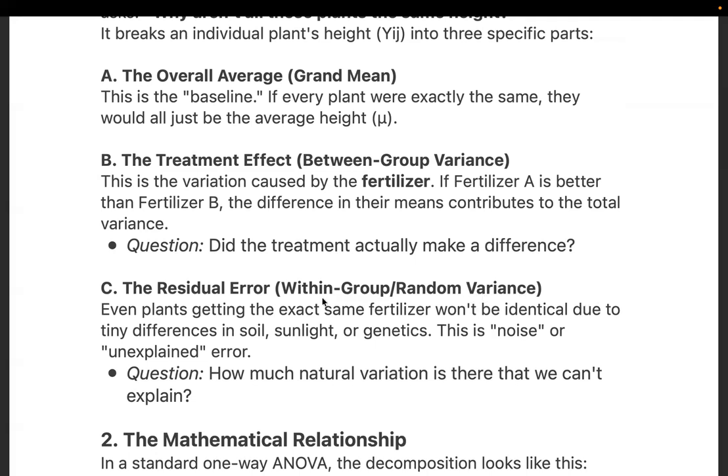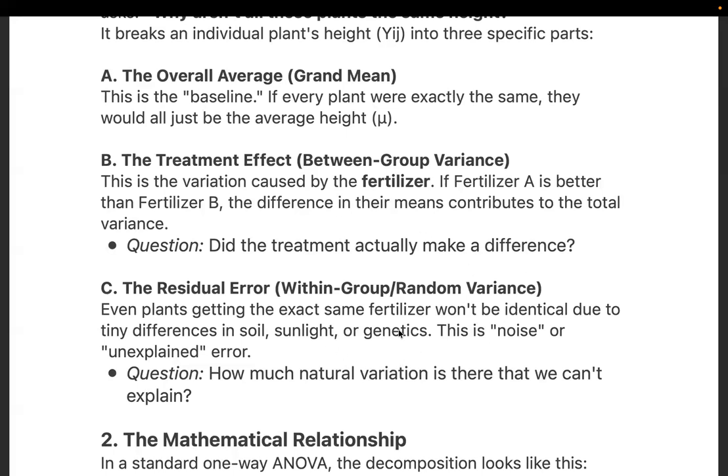There is another root of variance or cause of variance, which is within group or random variance. That is called the residual error. Even plants getting the exact same fertilizer won't be identical, of course, due to tiny differences in soil, sunlight, genetics, etc. And that is noise or an unexplained error. So how much natural variation is there that we can't explain? This is another constituent part.